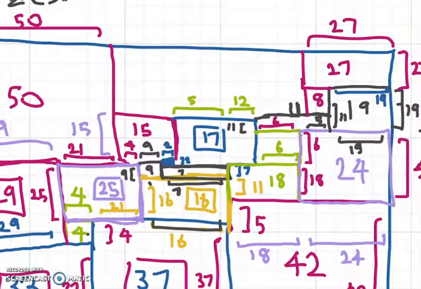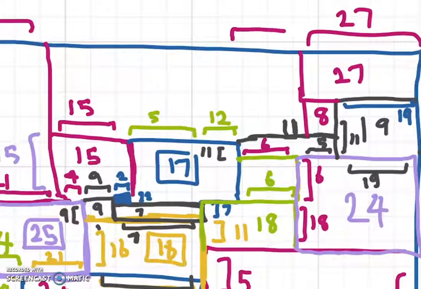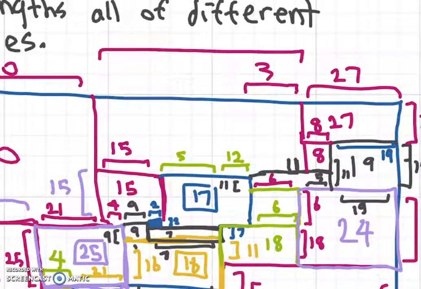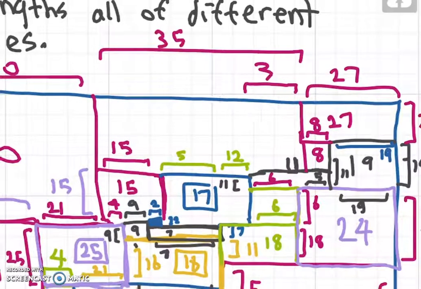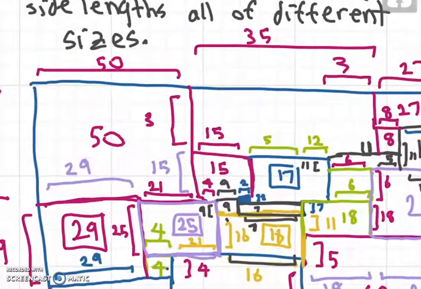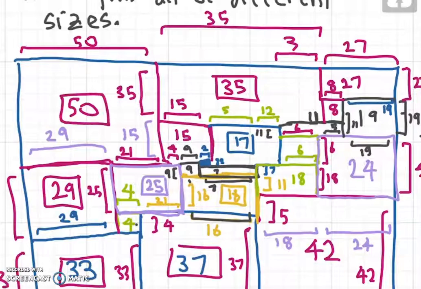Okay. Now we have a distance of 15 here. And this distance here is 11 minus 8, which is 3. And its total distance is 35. And we have 50 minus 15 is 35 here. So we can finally fit our last square, which is 35 by 35. Okay, so that is the final square.